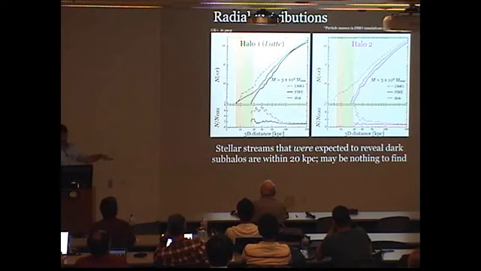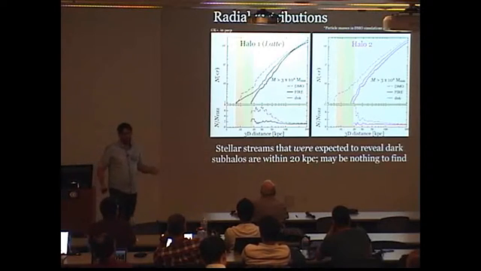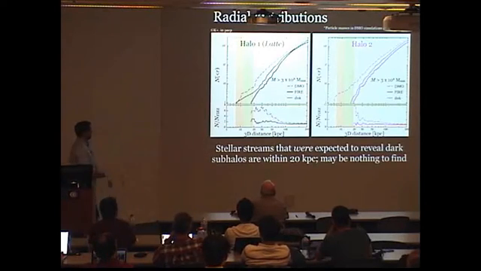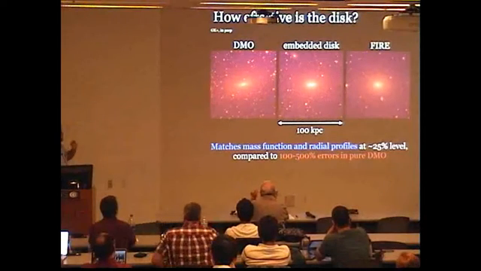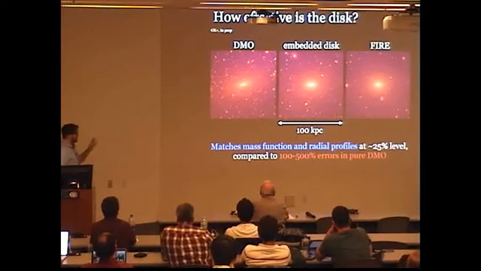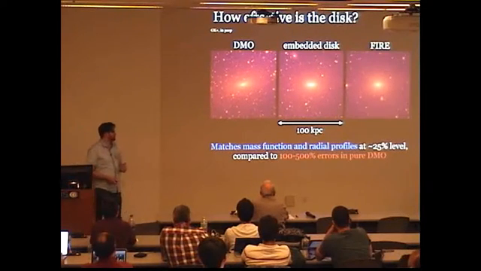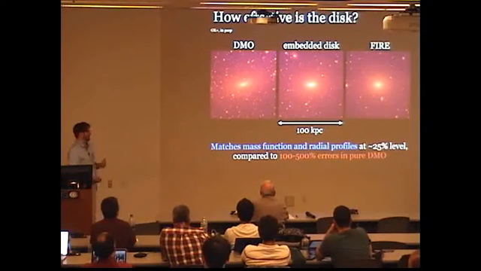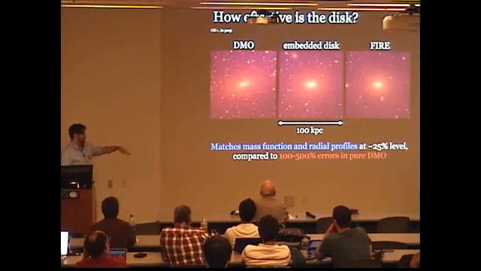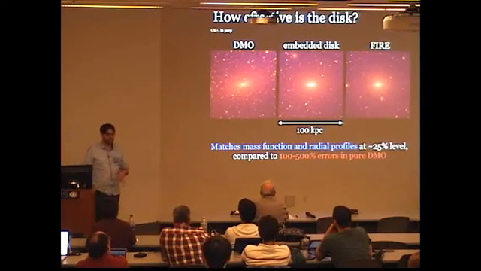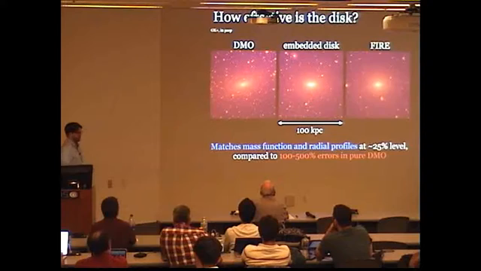Now, that's not the full story, right? We know that these streams may have been caused by subhalos that are now gone, but I'll get to that in just a moment, actually. So, takeaway point: just adding the central galaxy lets us match the mass functions and the radial profiles at about the 25% level, compared to of order 100 to 500% errors in dark matter only.